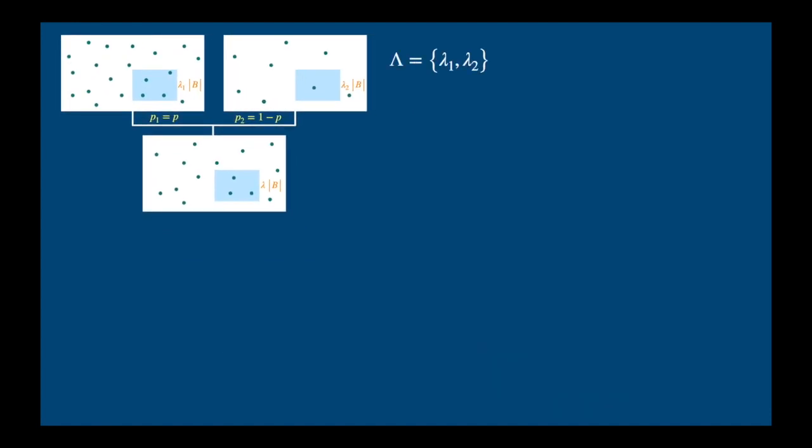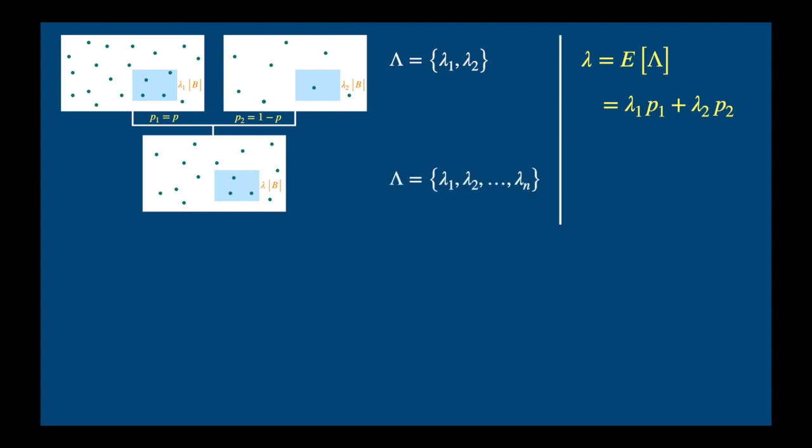Now, if you agree not to worry about mathematical niceties for now, then the lambda of the mixture process will just be the expected value of this random variable, essentially lambda 1 and lambda 2 weighted by their respective probabilities. And of course, the mixture doesn't have to come from just two processes. One can have the lambda random variable taking n values, and the resulting lambda will then just be a probability weighted average of the n lambdas.